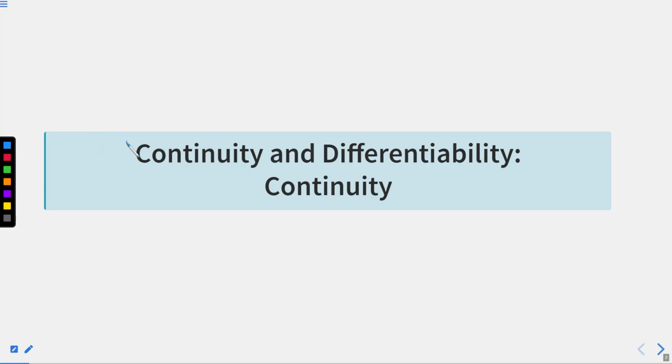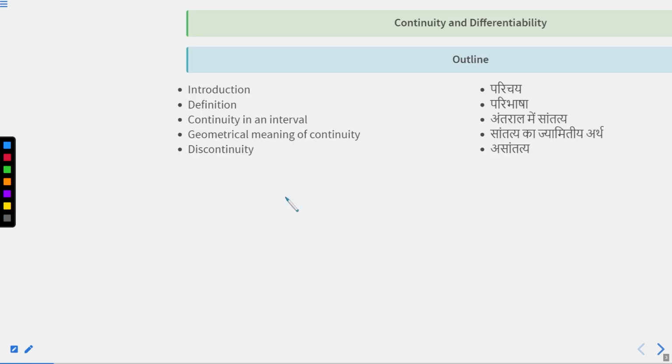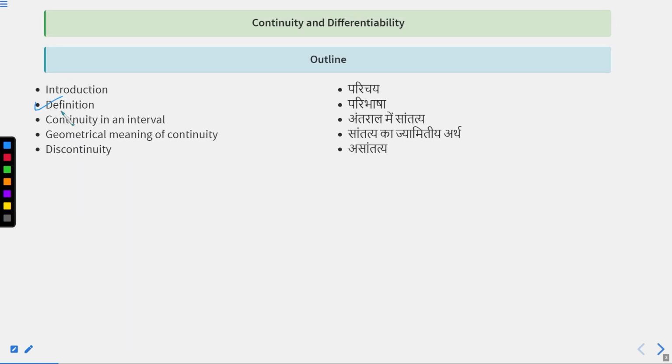Today we will be starting chapter number 5, continuity and differentiability. In today's session we will be specifically talking about continuity. What do we mean by continuity? What is its definition, continuity in an interval, geometric meaning and points of discontinuity. We will be seeing all of these things.